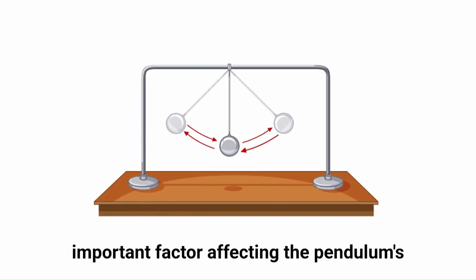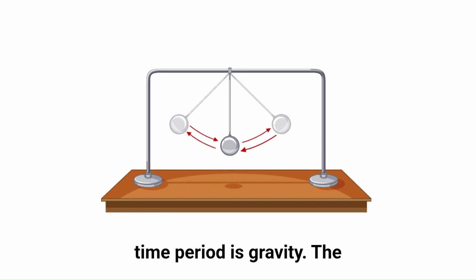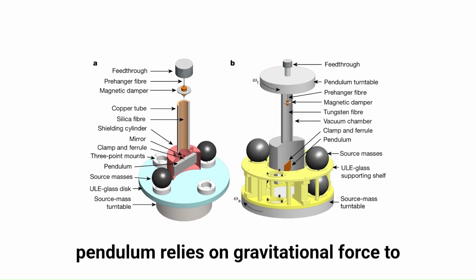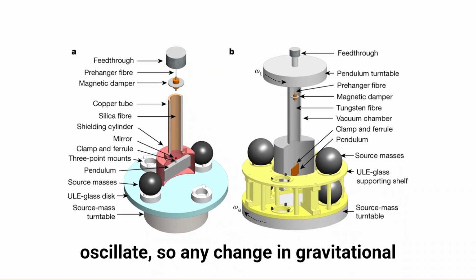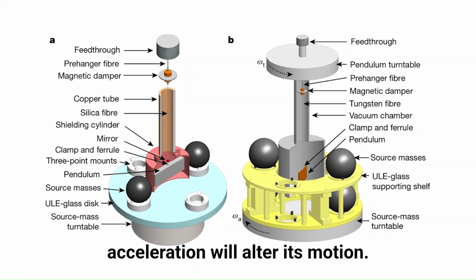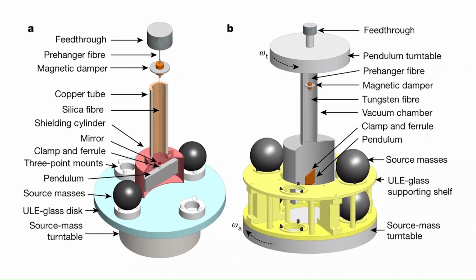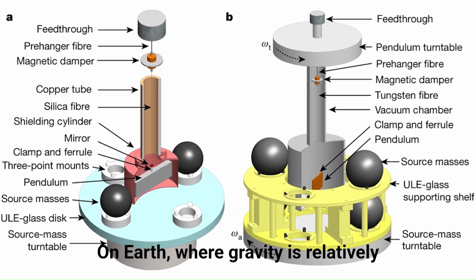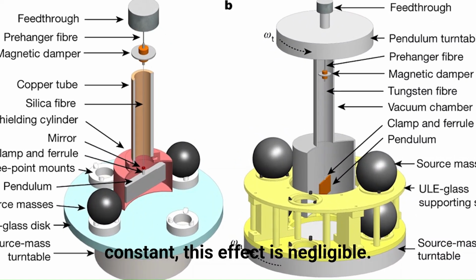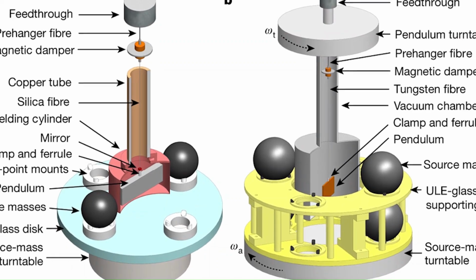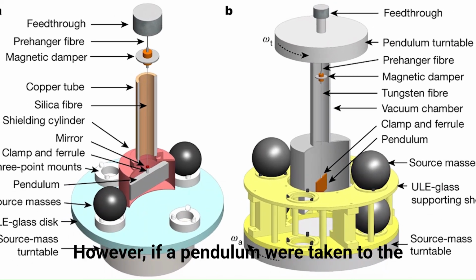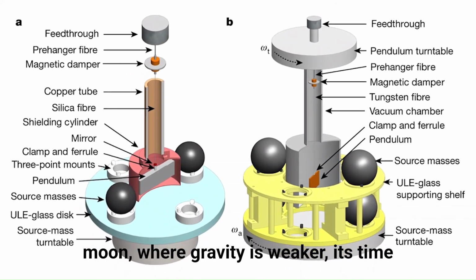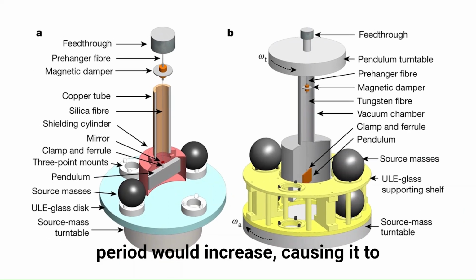Another important factor affecting the pendulum's time period is gravity. The pendulum relies on gravitational force to oscillate, so any change in gravitational acceleration will alter its motion. On Earth, where gravity is relatively constant, this effect is negligible. However, if a pendulum were taken to the Moon, where gravity is weaker, its time period would increase, causing it to swing more slowly.